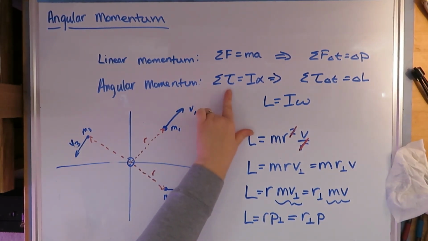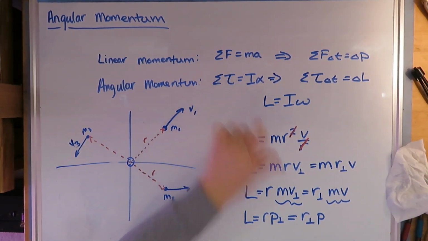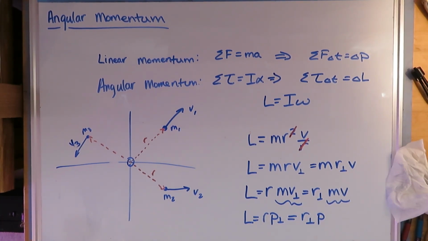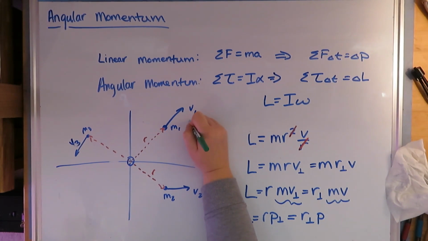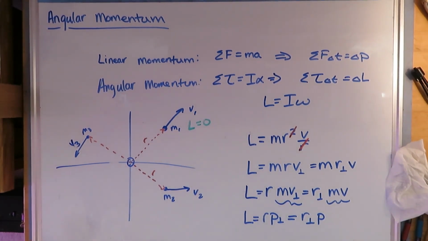And that's because in order to have a change in angular momentum, you have to have a torque. So therefore, you can't really have angular momentum if it's going parallel, because it won't change as you get further away and so forth. So this one here actually has an angular momentum equal to 0.